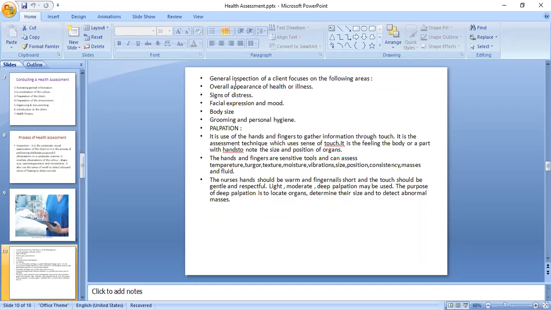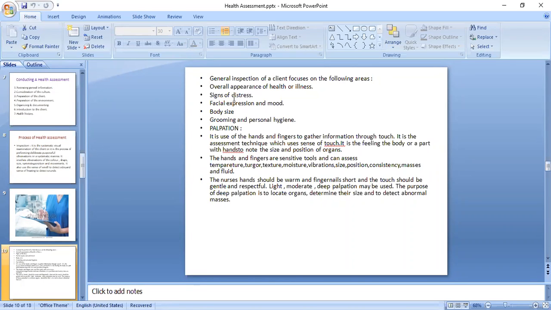Then general inspection of a client focuses on the following areas: overall appearance of health or illness. Overall appearance means what we visualize in inspection. We have to see if he is in a normal state or not, if he is well groomed or not, if he can talk properly or not, if he looks healthy or not. Here we'll only visualize, so we have to just observe.